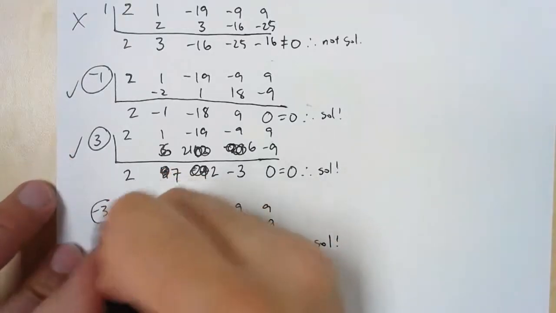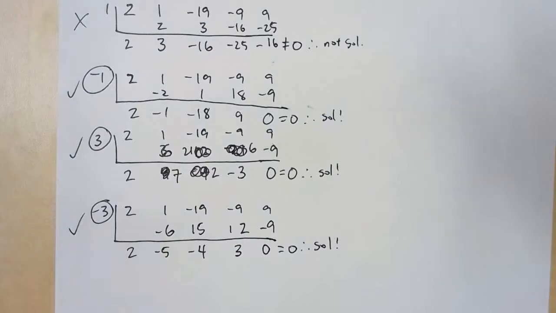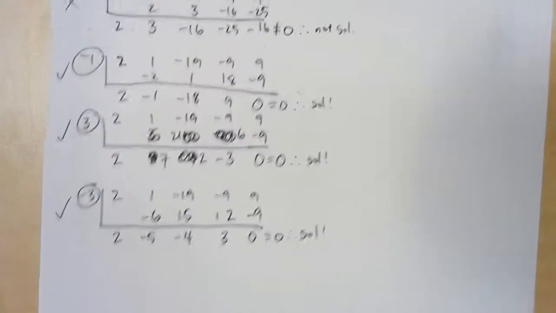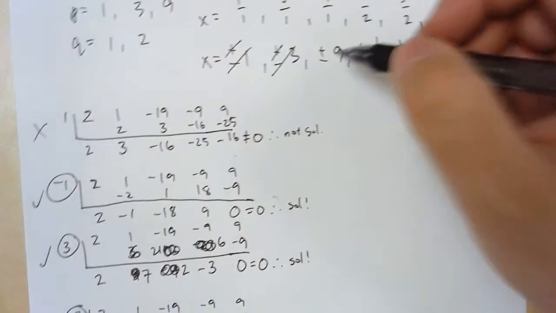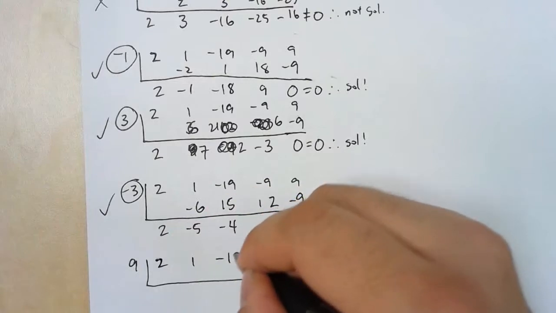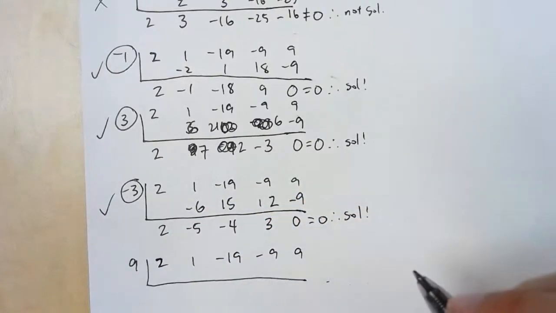Woohoo! There's 3 out of the 4, and all we've done is 4 of them, so we just worked in order, which is really fancy and nice. That's awesome. Okay, looks like we've got all the 3's. Let's go on to the 9. So 9, 2, 1, negative 19, negative 9, and positive 9.